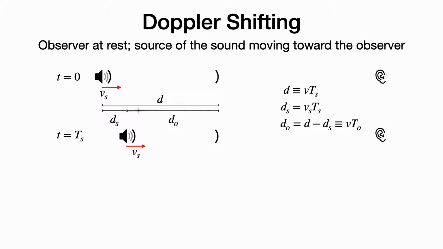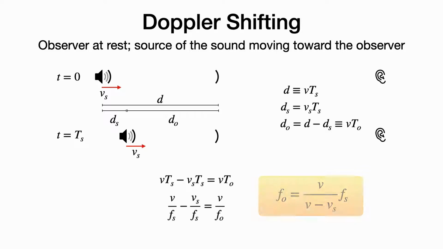The next pulse, in order to reach the same position in space the previous pulse had when the new pulse was emitted, must travel a distance do equal to the speed of the sound waves times To. This time interval To will be the period of the waves as measured by the stationary observer. Replacing the distances d and ds, and replacing the wave periods with the wave frequencies, we arrive at a relationship between the source and observer frequencies.